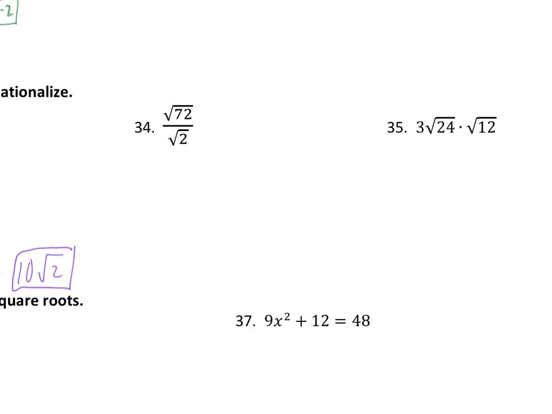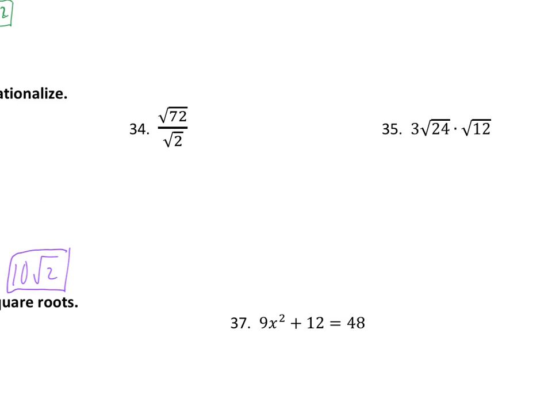Number 34. The quotient property of radicals says that a radical divided by a radical can be done, or it can be written as one big radical. 72 divided by 2 is 36. And square root of 36 is 6.